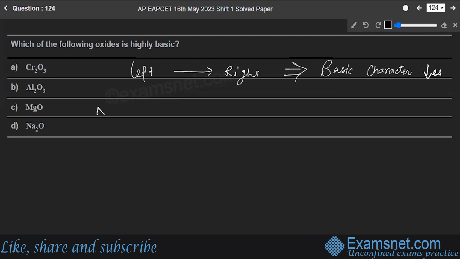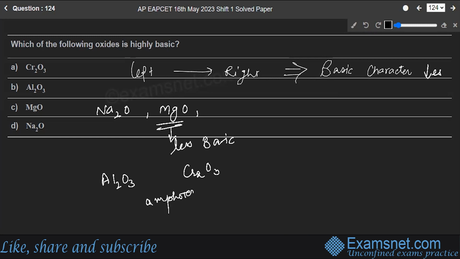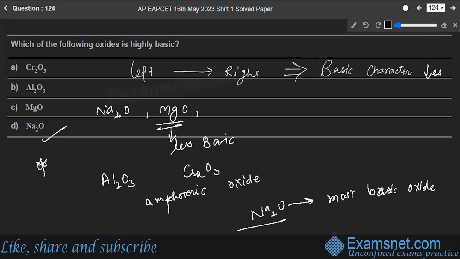Thus, among the four compounds you have sodium oxide and magnesium oxide. Magnesium oxide is less basic. While aluminium oxide and chromium oxide are amphoteric oxides. So sodium oxide is the most basic oxide among all the given options. So you have option D as the correct answer.